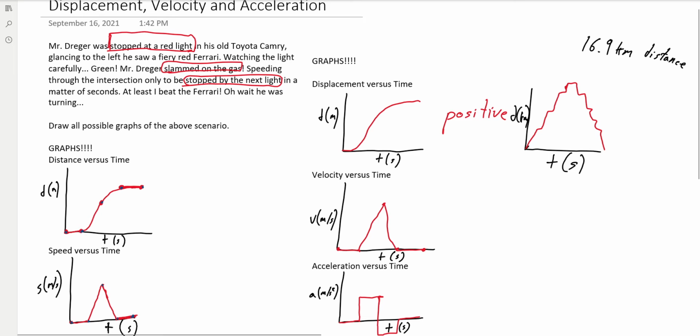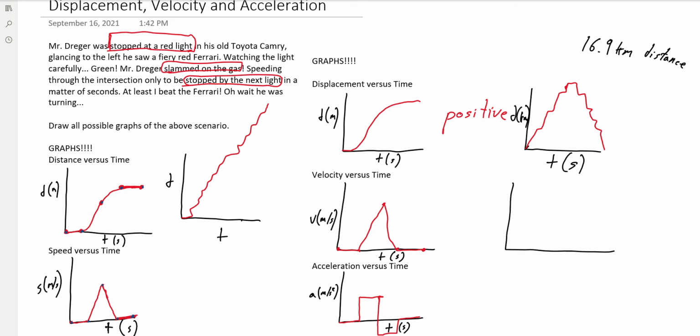It's going to look something like that. Now, it can go back down because it is a displacement. Whereas the distance graph over here would look more like this, going up and then keep going up. It would look very much different than before.